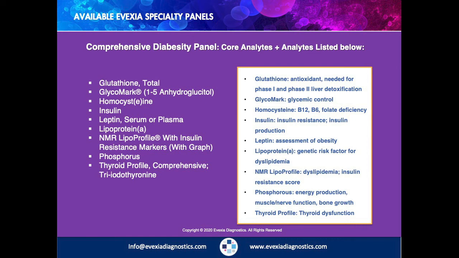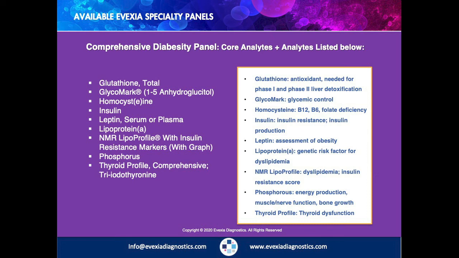Next is insulin, which is included in this panel. As I said earlier, fasting insulin when compared to fasting glucose, that's going to give you a lot of good information about the insulin resistance, prediabetes, or diabetes, or about the possibility of them existing, as well as the production of insulin from the pancreas.